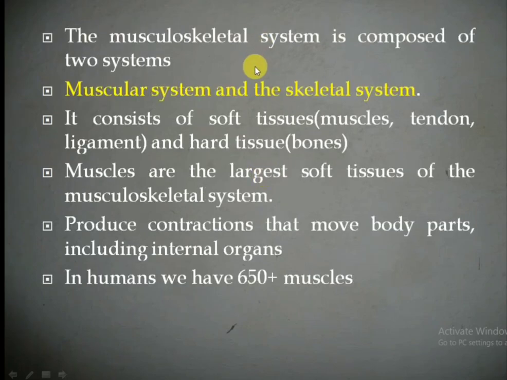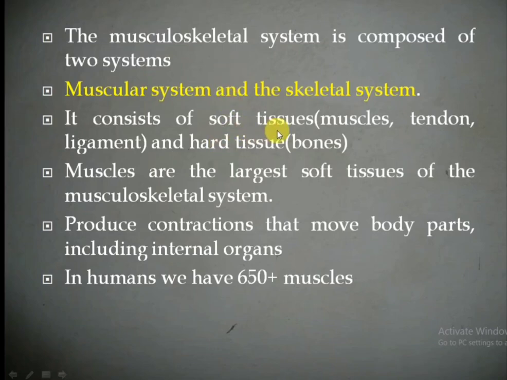And the system is divided into two types. One is the muscular system and the other is the skeleton system. So that is why the name is musculoskeletal system. In the beginning I told you that there is also the skeleton system, so I'm going to cover that also in this chapter. So it consists of soft tissues and hard tissues. The system comprises two types of tissues.